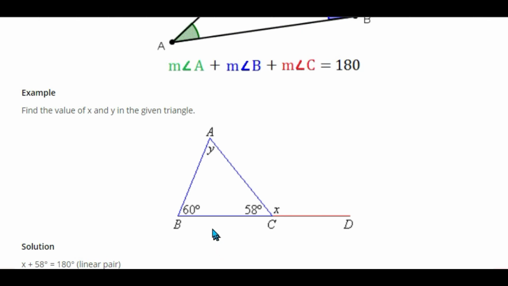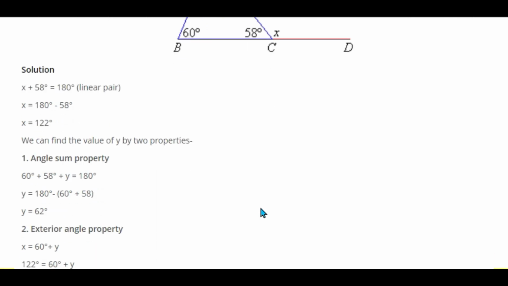First I am going to calculate x with the help of linear pair. So what is this property? x plus 58 equals 180 degrees. Yes or no? Because they are forming a linear pair, it is forming on a line, so the measure of these two angles will equal 180 degrees. So x plus 58 equals 180 degrees, so x equals 180 minus 58, which equals 122 degrees.